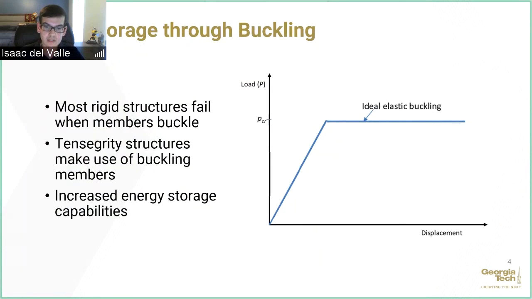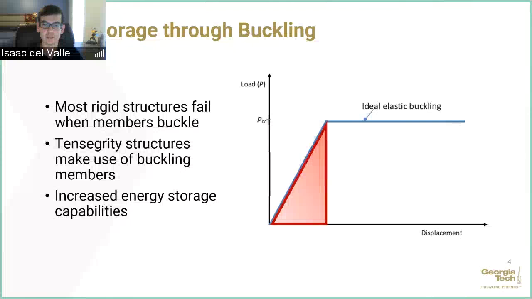Although a major component of the structure, the bars are not relied on for structural integrity in a pre-buckled state. This is not the case with most rigid structures. Most rigid structures fail when load-bearing members buckle, and in fact, the term buckling is synonymous with failure. So take this case of ideal elastic buckling shown here. Most rigid structures only take advantage of pre-buckling energy absorption, shown by the red triangle, as they do not want their members to reach a critical buckling load.